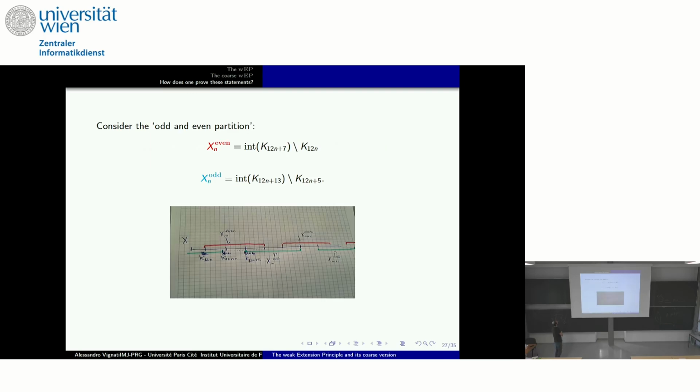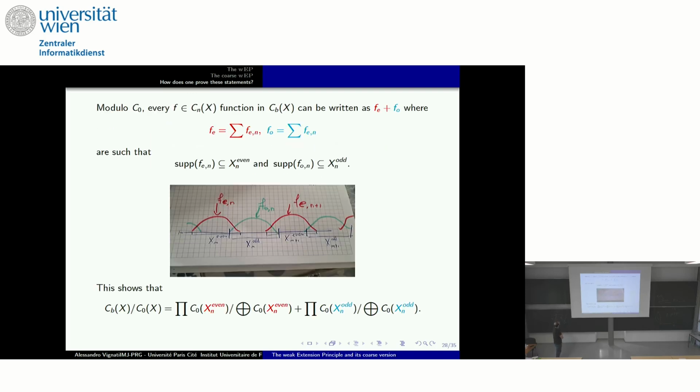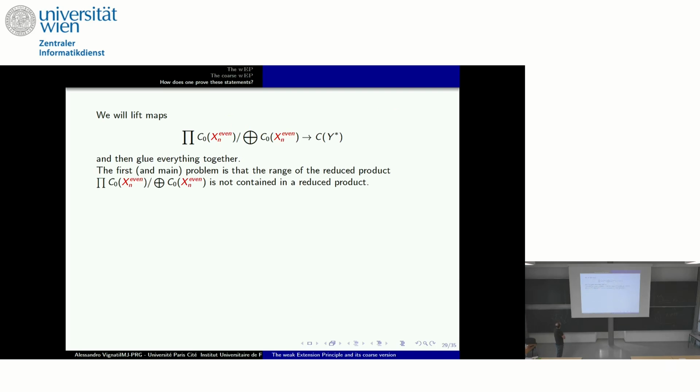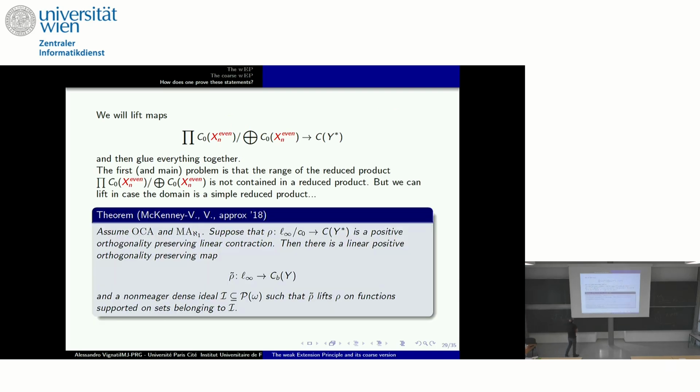Right. Okay. So, pictures I drew, and I was very happy about them. The point is that we use these two theorems. This theorem of Paul McKenney and mine basically deals with maps from L infinity mod C_0, so from reduced products, inside C(Y*) for some Y. So we can understand this. That's the point. We can lift these. And this is where I really don't know how to get rid of MA, or at least I suspect it will be painful.